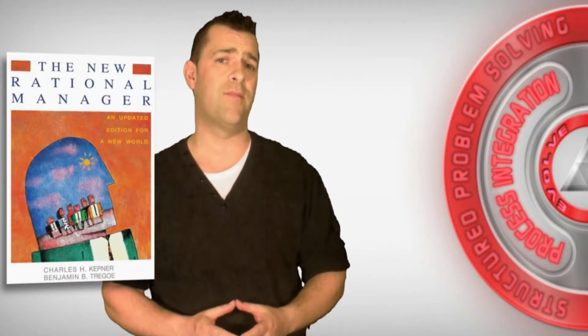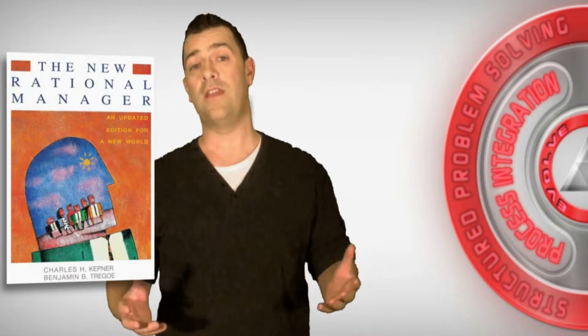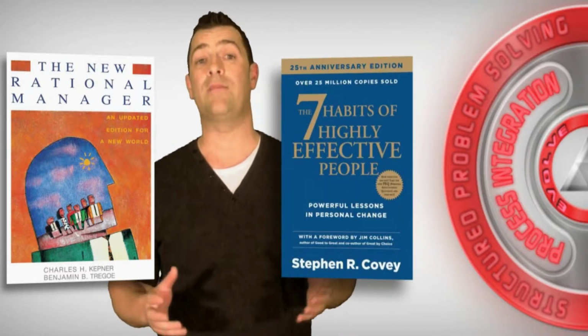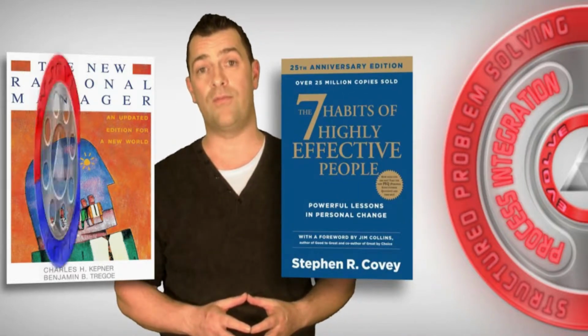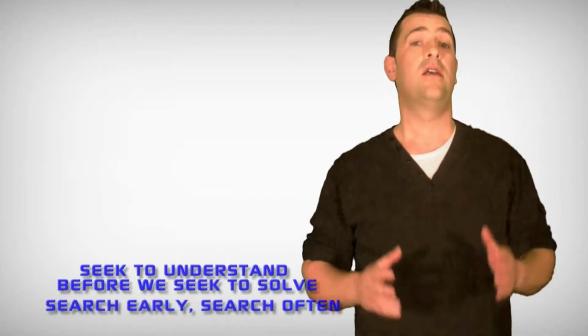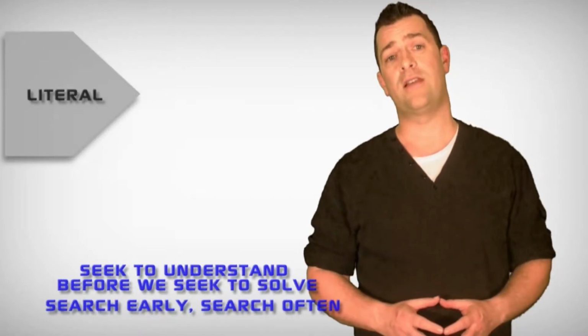These concepts are not unique to KCS. Charles Kepner and Benjamin Tregoe outline the same problem-solving methodologies in a book called The Rational Manager, as does Stephen Covey in his book The 7 Habits of Highly Effective People. Just as in the crime scene, we start by preserving the perspective the customer has of what's happening. This is a very literal process.